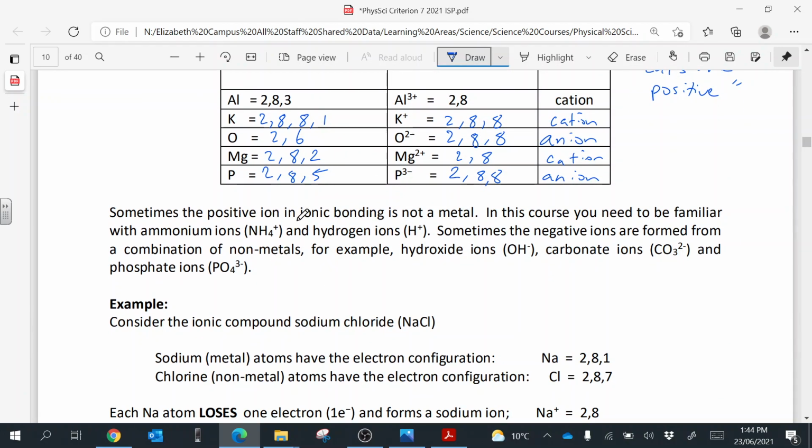Sometimes a positive ion in ionic bonding is not a metal. In this course, you need to be familiar with ammonium ions, NH4+, and hydrogen ions. Sometimes the negative ions are formed from a combination of nonmetals, for example, hydroxide ions and carbonate ions and phosphate ions.